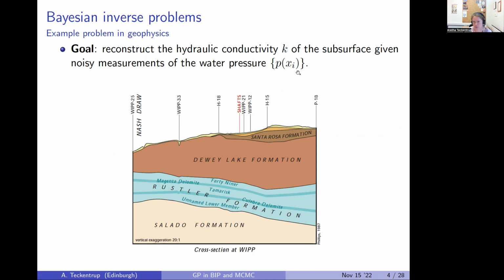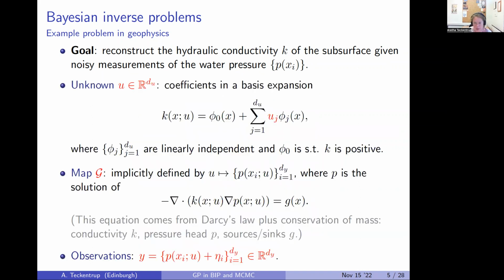So you have some measurements of the water pressure at some locations. So we're considering groundwater flow. So the water is flowing through the ground, for example, in some formation that looks like this. And what you want to know is the value of the hydraulic conductivity K at different points. And observations that you have are from the water pressure.